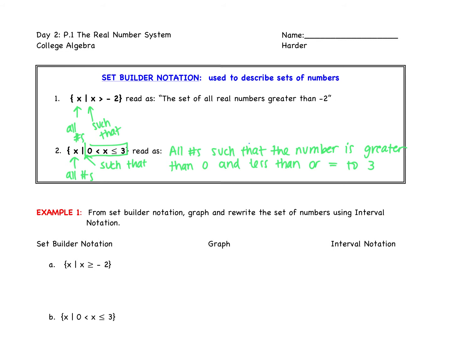That's very formal. I don't really care that you can write out a sentence. All I care is that you can read the set builder notation. So that's what we're going to practice, is the reading part. We're going to take that set builder notation, we're going to graph it, and then we're going to put it in another notation as well. So let's jump right in.